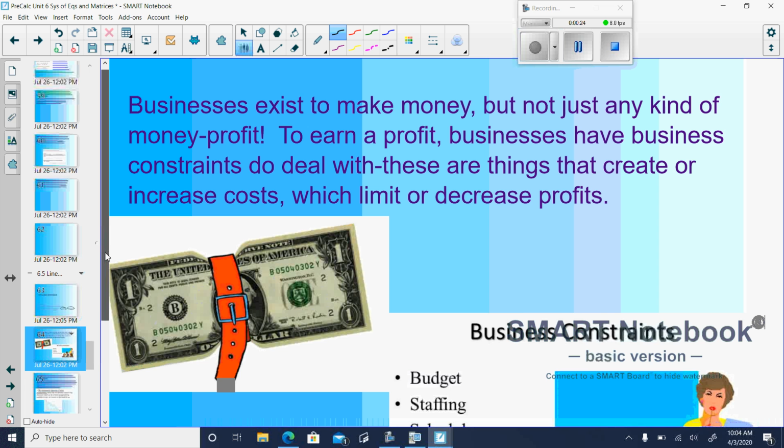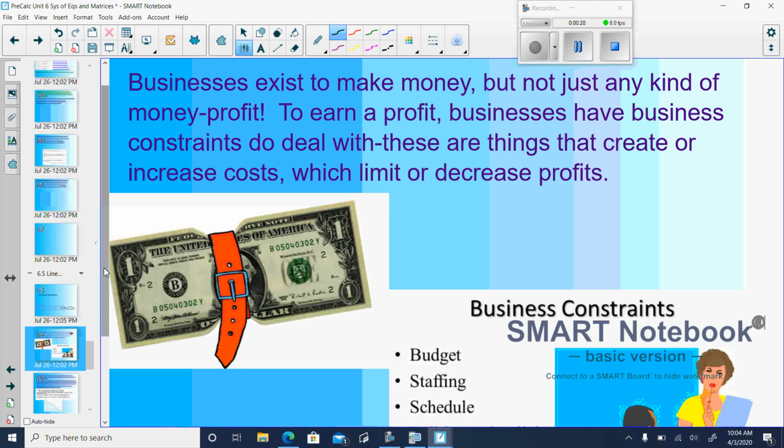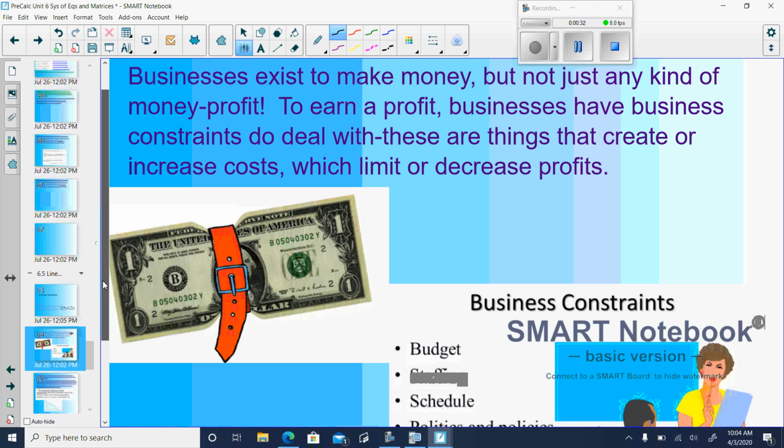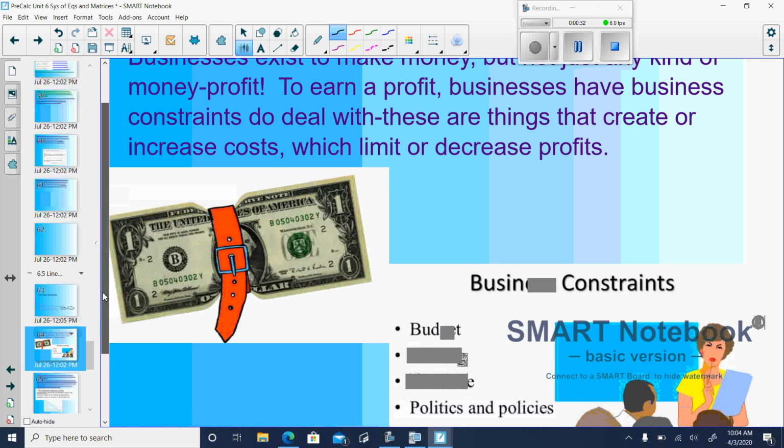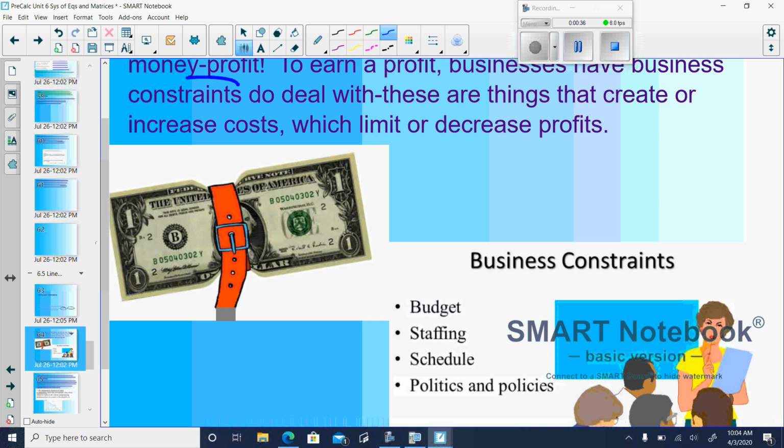All right, now where do we use optimization? Well, easy real-world examples are in the world of business because businesses exist to make money, right? Not just any kind of money, they exist to make profit. Now, in their search for profit, they find that they run into constraints, right? Budget, staffing, scheduling, policies, politics. Those are things that can create or increase businesses' costs, which can limit or decrease their profits, right?